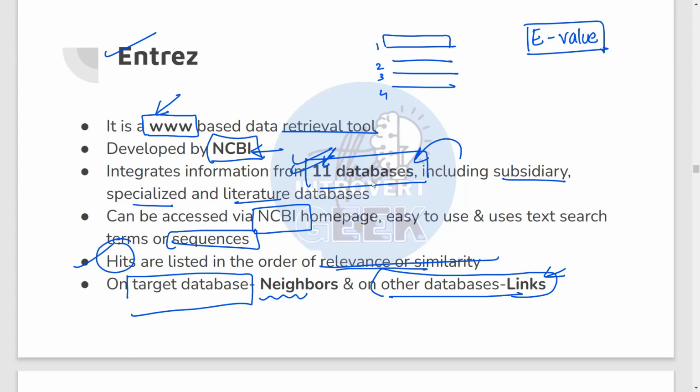So it is not necessary that only these 11 databases can be accessed. If it is present in other databases, it will give you a link to go over there also, right? So this is the first retrieval tool.